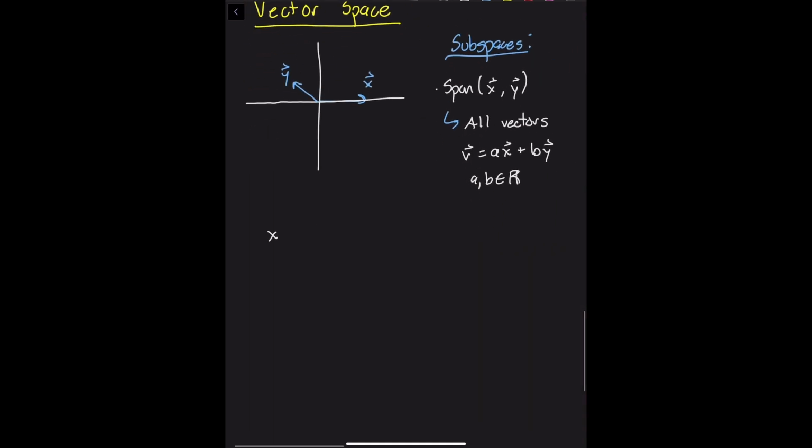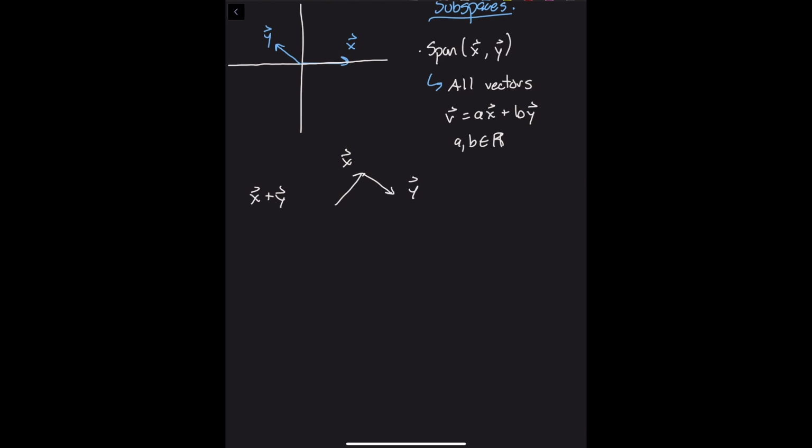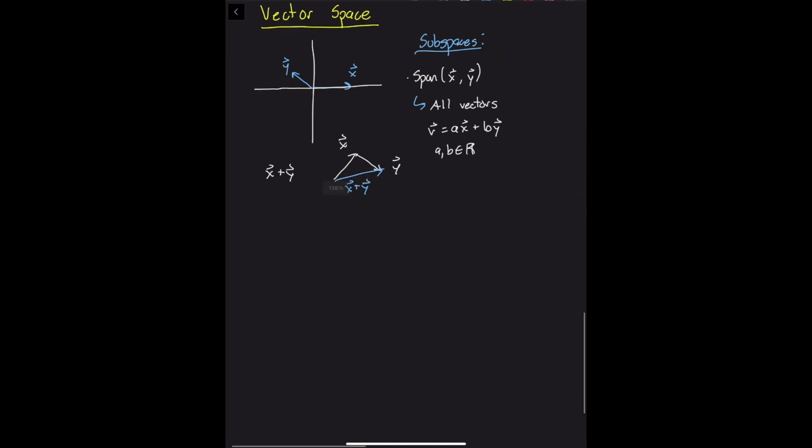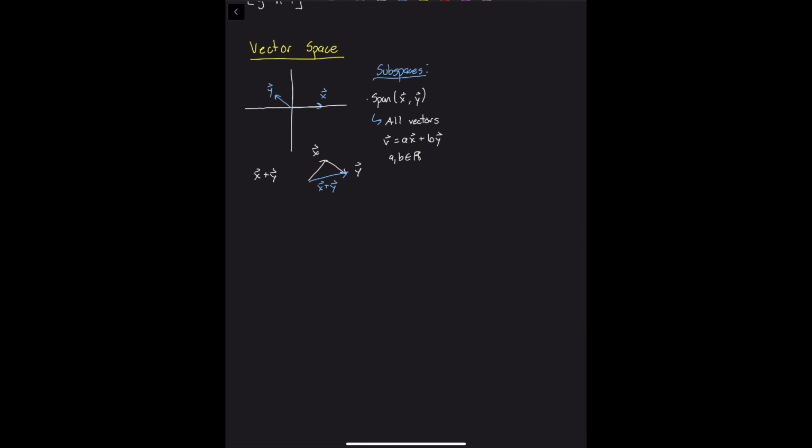Basically, if I have x plus y, and x looks like this, and y looks like this, I just pin y on the end of vector x, and I get this new vector. Here, this is x plus y, okay? If that makes any sense. Just briefly touch on that.